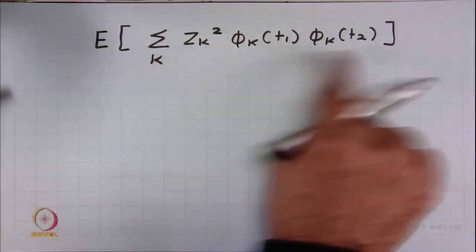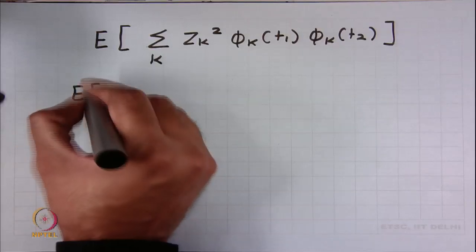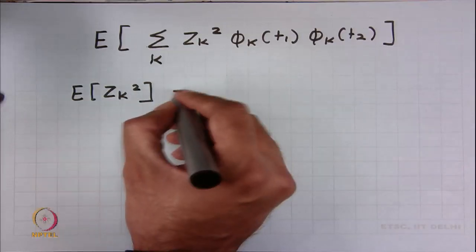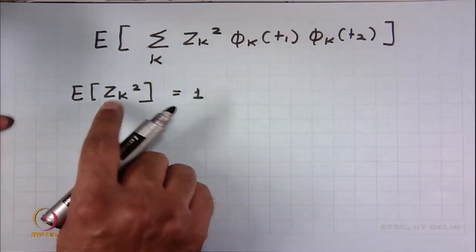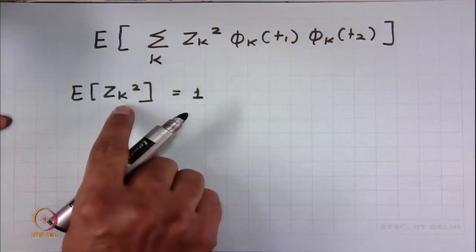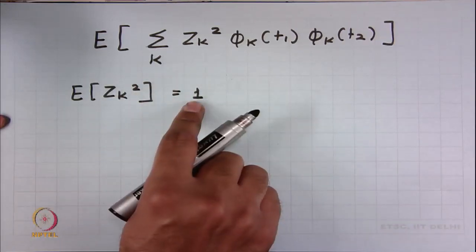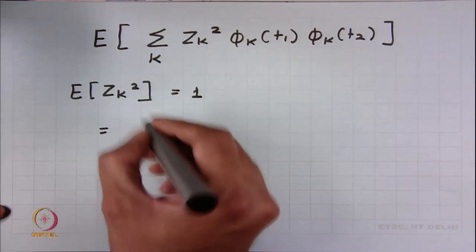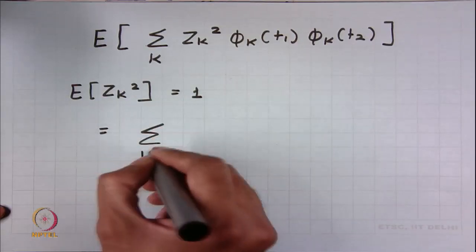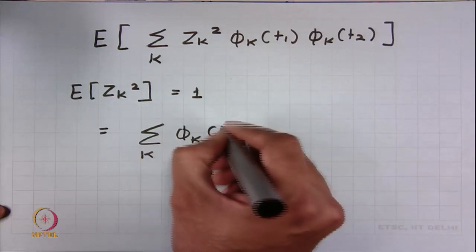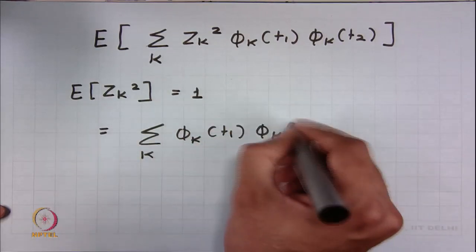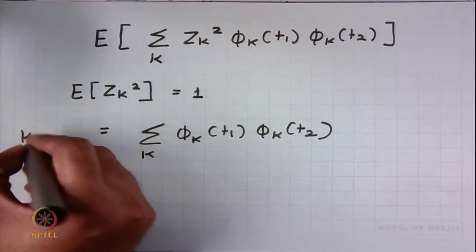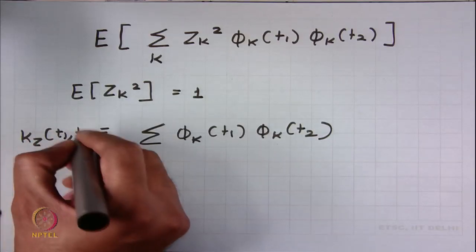Now, if you look at this carefully, what is this? This is nothing but 1, because we have been given that these are normal random variables, and this is the variance of normal random variables, and the variance of a normal random variable is 1. So, what we will end up with is just summation k of phi_k(t1) into phi_k(t2). So, this is the covariance at time instances t1 and t2.